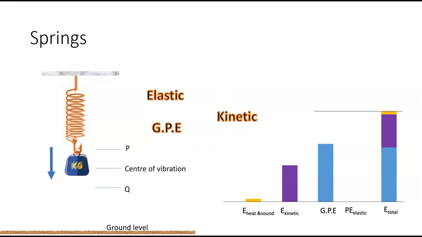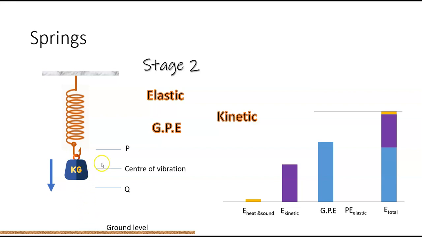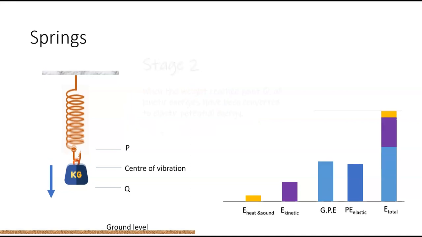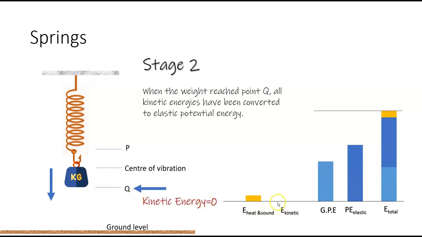In stage 2, as the weight continues to go beyond the center of vibration, the neutral point of the spring, the spring gets stretched. This causes the elastic potential energy to increase. The increased elastic energy comes from the conversion of gravitational potential energy as the weight moves to a lower position. The kinetic energy is also converted to elastic potential energy. Again, some energies are lost to the surrounding as heat and sound energy. When the weight reaches the lowest point at Q, all its kinetic energies have been converted to elastic potential energy.